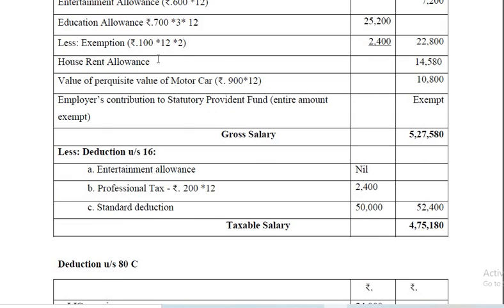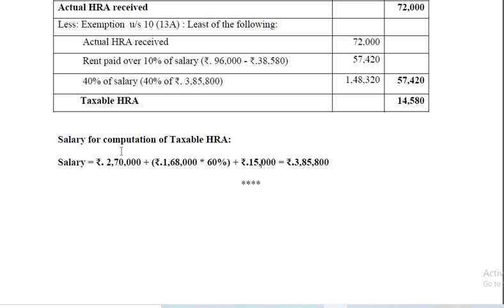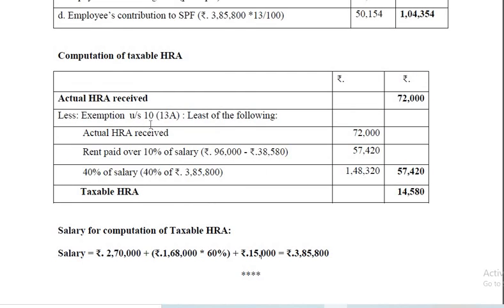House rent allowance. Okay, I'll take it up here. You see, house rent allowance. What is salary for house rent allowance? It is basic, and that part of DA which enters into retirement benefits, that is 60% of DA. Then commission based on turnover, so it is 15,000. Together that will be 3,85,800. Okay, so now compute the taxable HRA or exempt HRA. Actual HRA received is say 6,000 into 12, 72,000.